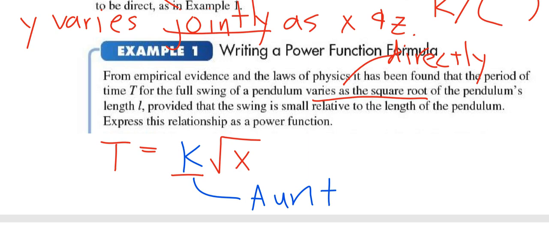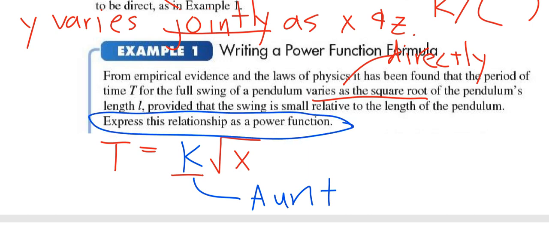In this particular problem, they did not add more information. All it says is express this relationship as a power function. Now, what would be another way that we could write that? T equals K times x to the what? This is what they're getting at, folks. The half power. You need to know that a square root is a half power, and a cube root is a 1/3 power, and a fourth root is a 1/4 power. That's something you need to know from Algebra 2. I know, it's taking you back.